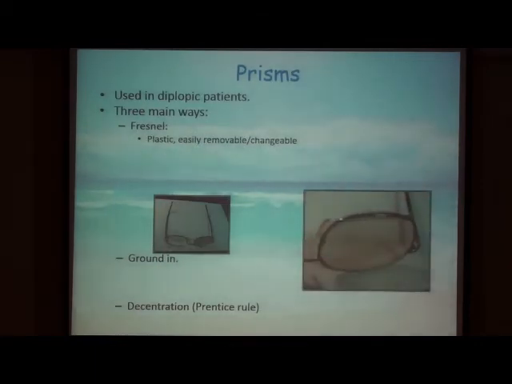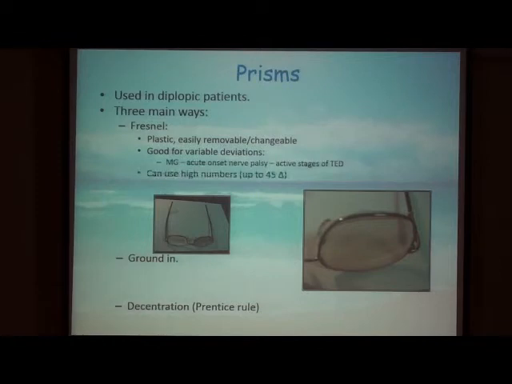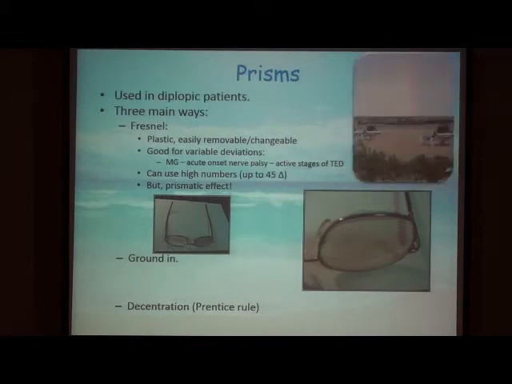A Fresnel prism is a plastic, easily removable, changeable sheet. It's good for variable deviation, and it's helpful in high numbers. It can reach up to 45 prism diopters, so it's very good in high numbers. But the prismatic effect is a problem. It can give a rainbow effect. This is a picture from this morning after the sunset. This rainbow appearance can happen with prism.